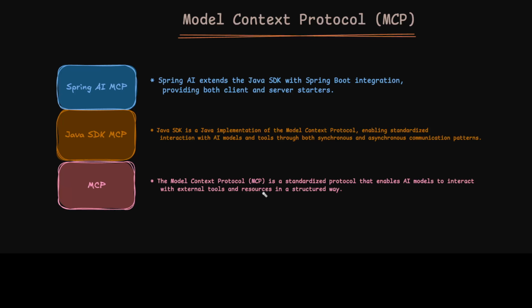Using MCP, Java has provided an SDK, which is a Java implementation of the Model Context Protocol, which enables standardized interaction with AI models and tools, both in synchronous and asynchronous patterns. Using the Java SDK, Spring has provided us a capability to create MCP servers in a Spring application, and this Spring AI extends the Java SDK with Spring Boot integrations for creating both client and server.